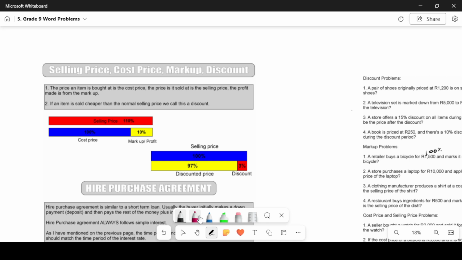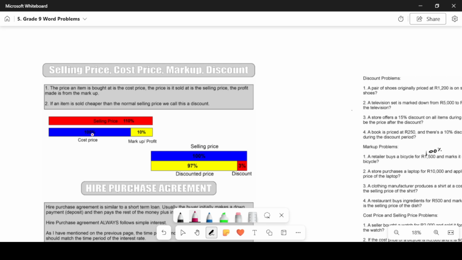Let me repeat that. This entire block must be broken up into 110 parts, 110 blocks or 110 rectangles. Now, we're given the cost price. So it's the same as saying this block must be broken up into 100 equal rectangles and this block must be broken up into 10 equal rectangles. Then the space of this block and the space of that block will be the same. These will be the same number of parts.